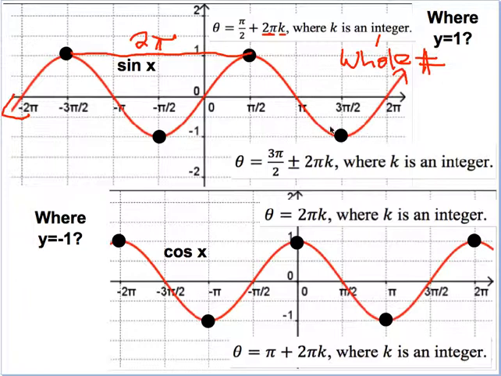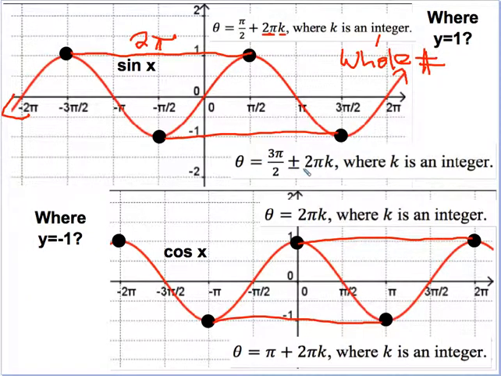And again, with this one, it's going to keep on going because your graphs keep on going forever and a day to infinity. And so you'll have a formula, and these are 2 pi units apart. Everything, because of your cycle, is 2 pi. And again, your first positive one is 3 pi over 2. That's your first positive answer. And then increments of 2 pi times k, and k just has to be a whole number.